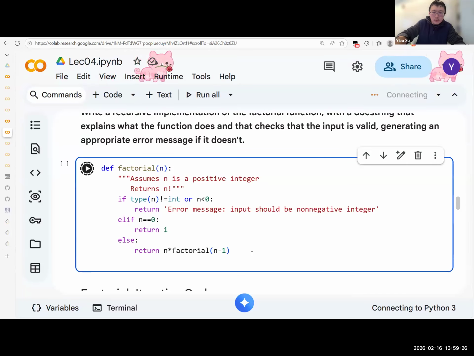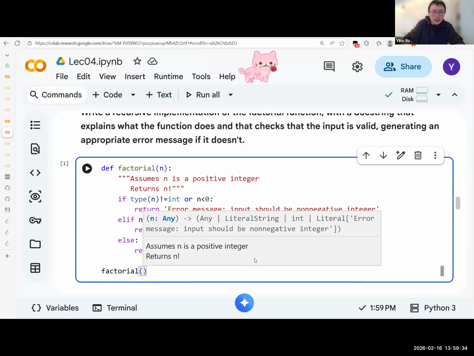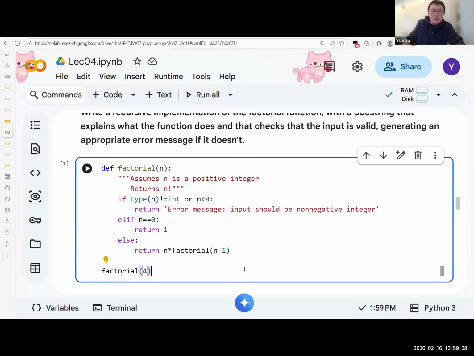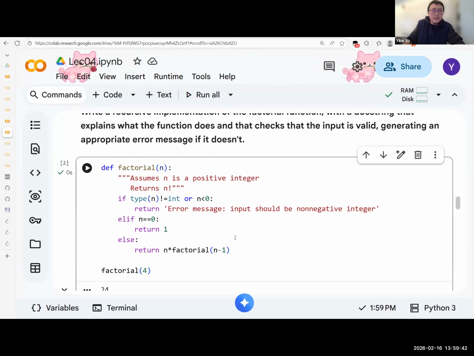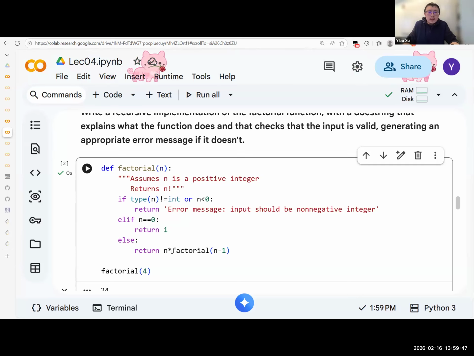Let's do that. And here, elif and else. And let me also make sure that the number is tested. Okay, factorial of 5. Let's say 4. So you should expect what? 2, 3, 4 is 24. All right, good.